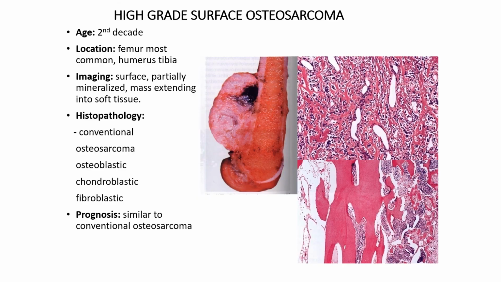This histopathologic H&E slide shows proliferation of small round and uniform cells with osteoid production, characteristic finding for small cell osteosarcoma. This is high-grade surface osteosarcoma, mostly seen in the second decade of life, with similar histopathology to conventional osteosarcoma, but with bone surface location.